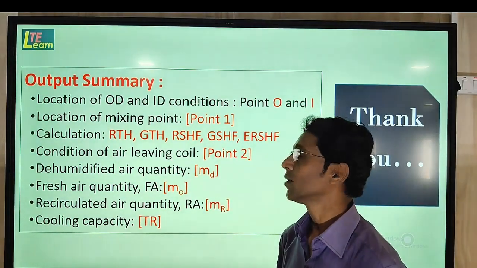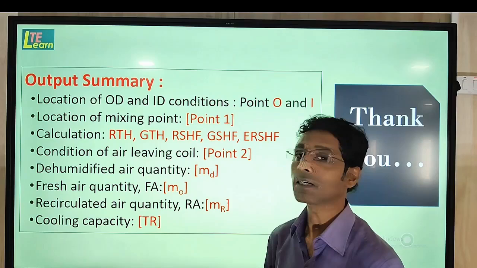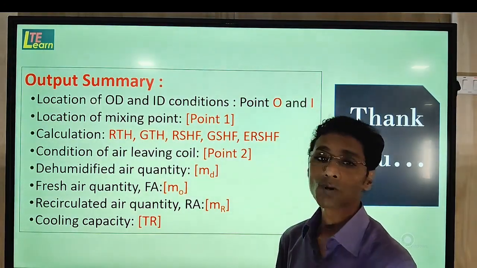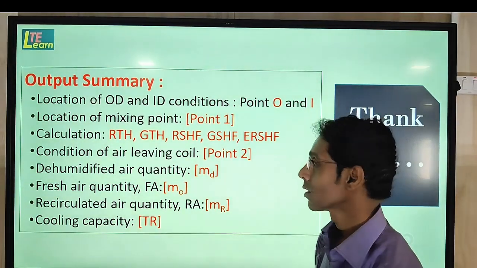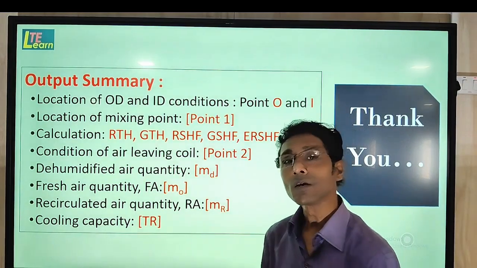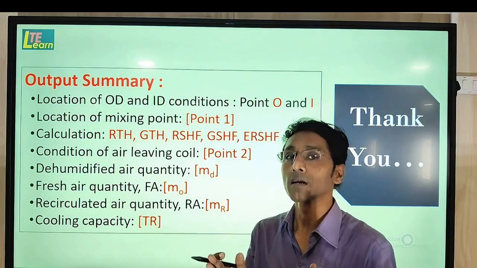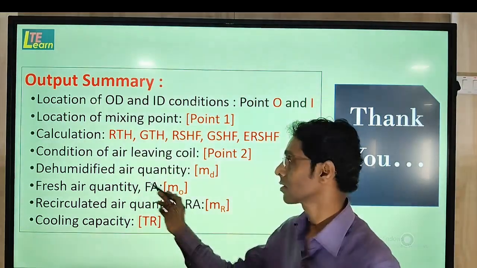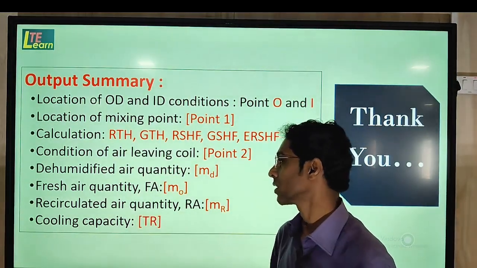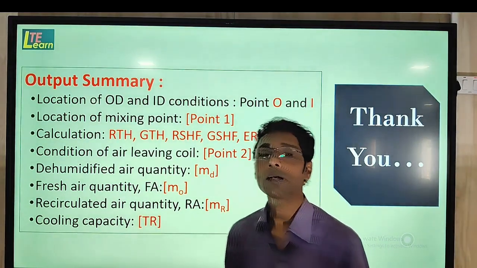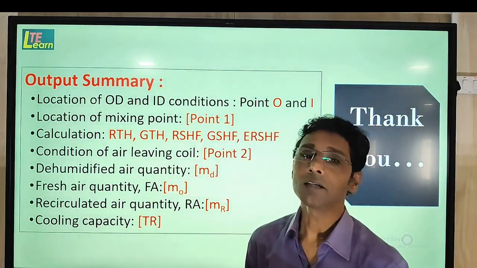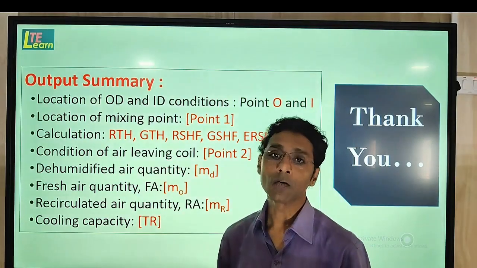Along with that we find the value of dehumidified air quantity, that is the total air passing over the cooling coil to the hall. And subsequently we find the distribution of this dehumidified air into 2 parts, that is fresh air and recirculated air quantity. And finally we find the capacity of the cooling coil in TR.